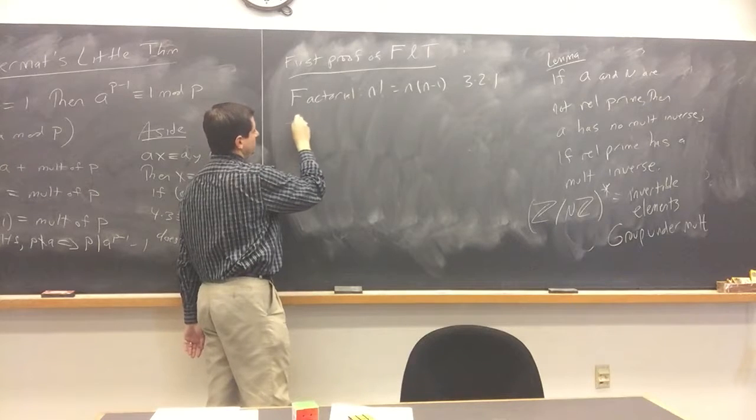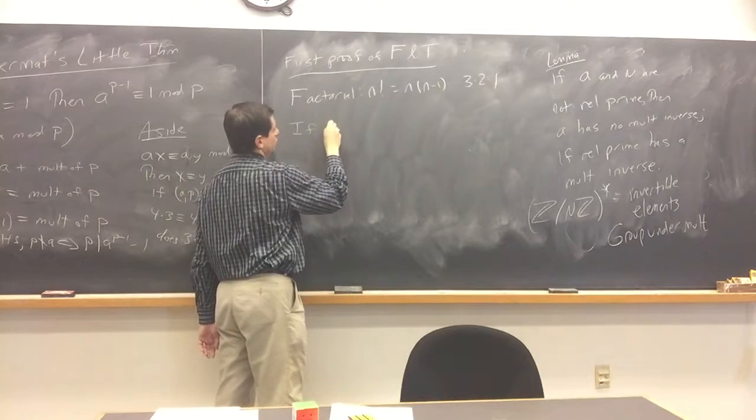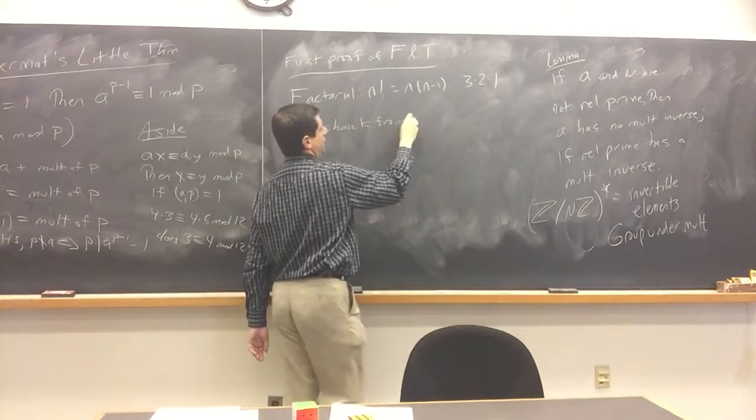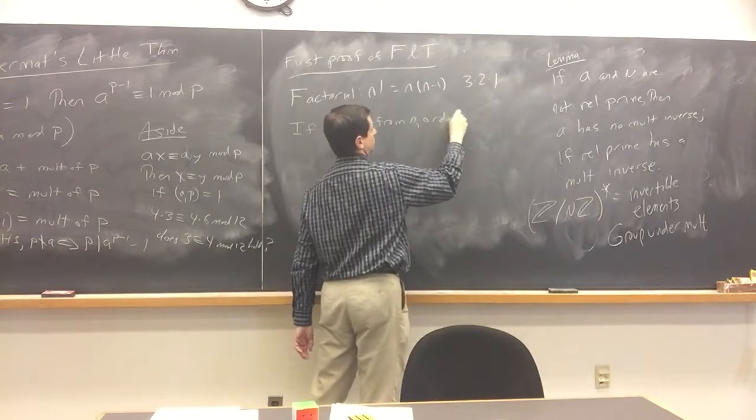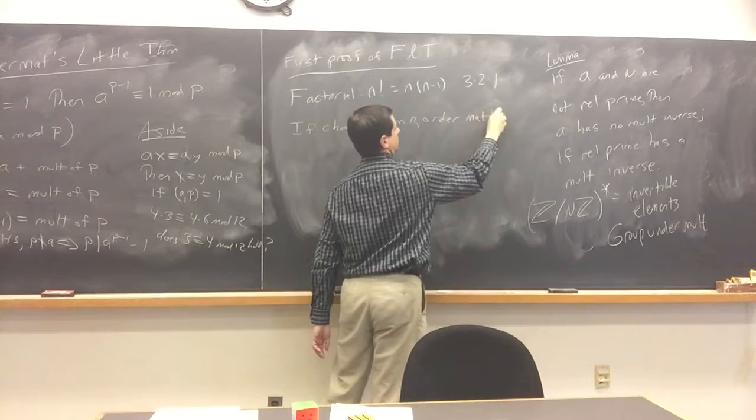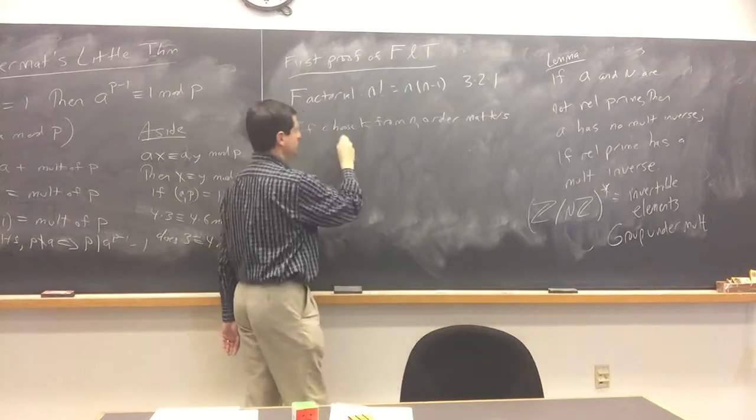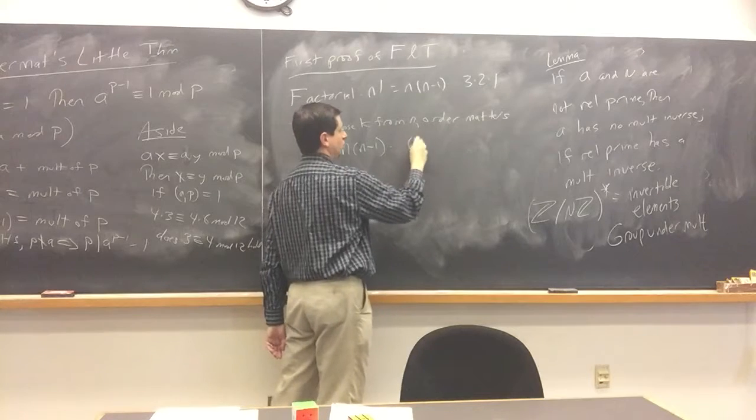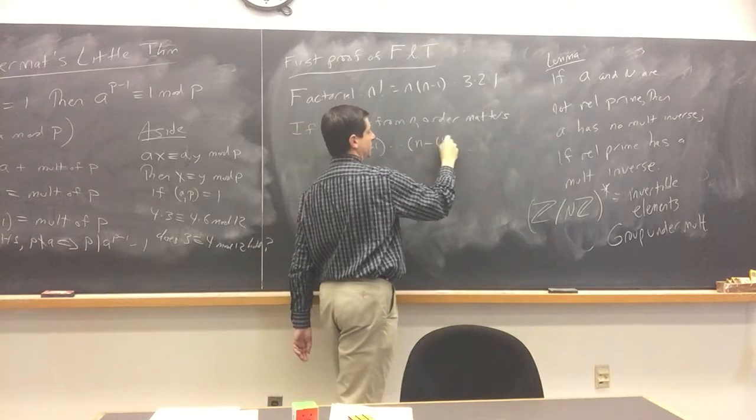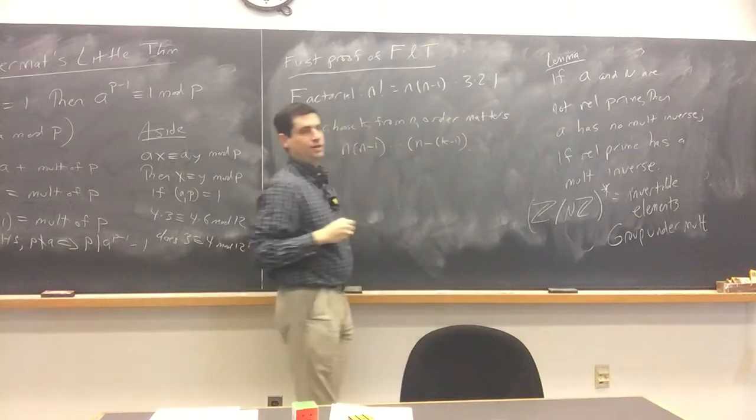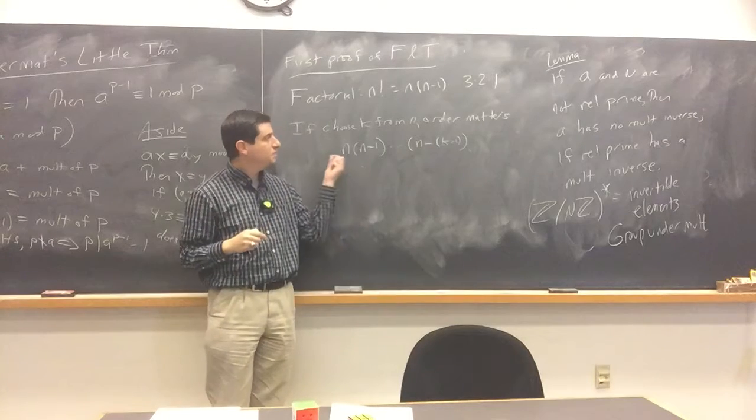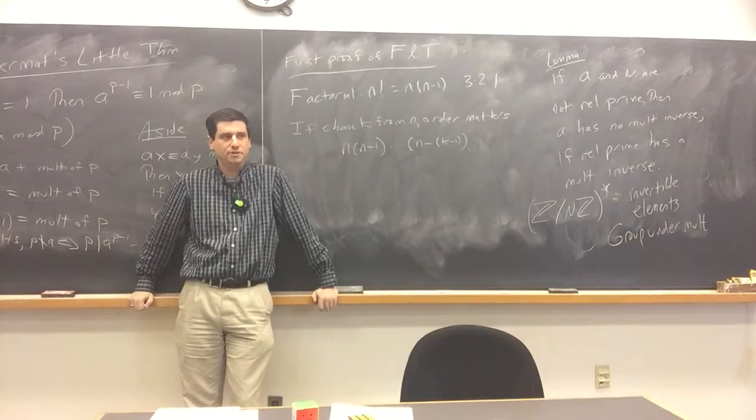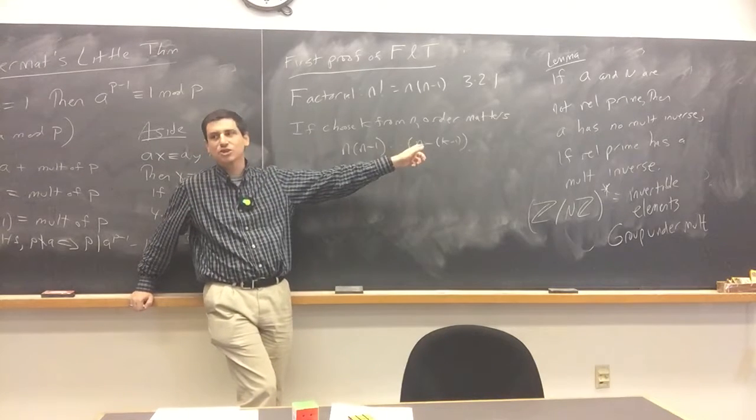So if we choose k from n and order matters, the number of ways you can do this is n for the first, n minus 1 for the second, all the way down to n minus k plus 1 for the kth. This is the number of ways to choose k people from n when order matters. What does the top kind of look like?